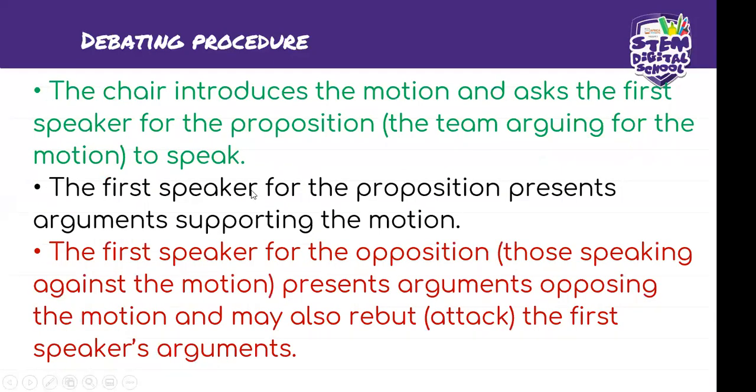Okay, the debate procedure. So the chair will introduce the motion and ask the first speaker for the proposition to speak. The proposition is the team that argues for the motion. It means that the speakers in team number one are the proposition, because they propose the motion. That is, they agree with the motion. So that is the proposition team.